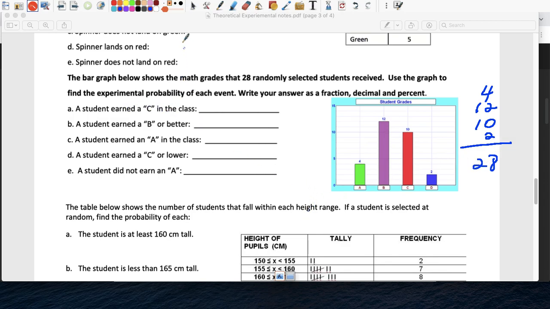Probability that a student picked at random got a C, let me write this a little bigger, would be 10 out of 28. And I'm going to leave it. Well, if you have a calculator, you can divide. A B or better would be anybody who got B and A, so that would be 16 out of 28. Earned an A in the class would be 4 out of 28. C or lower would be C and D, so 12 out of 28. And then did not earn an A would be all the kids who got a B, a C, or a D. So 12, 22, and 2, 24 out of 28.